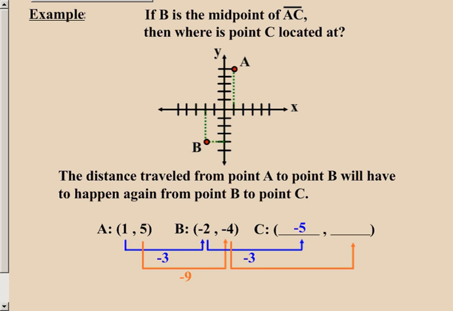Same thing, we're going to move from point B to point C. Okay, well, how did point A change to point B on the y-axis? It came down 9 units. So moving from point B to point C, we're going to have to come down another 9 units. So how far is it? If you go from -4 down 9 more, that would be -13. Point C must live at (-5, -13) if B is the midpoint of line segment AC.